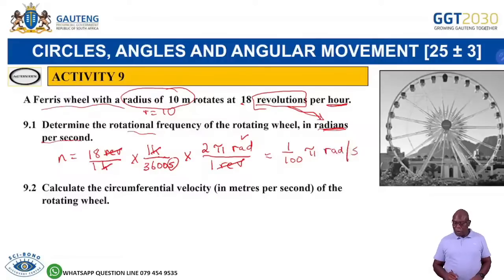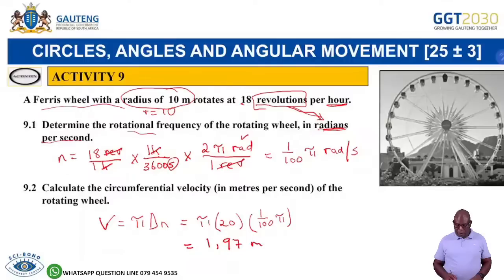So now 9.2 says you need a circumferential velocity. Remember the word circumferential, it's this. So I'm going to substitute: pi, then the diameter. How much? The radius is 10, so this should be how much? 20, right? Then I'm multiplying by n, right? So my answer there, on the calculator, is 1,97 meters per second. Okay, so remember this is in meters. Then we have seconds on our revolution, radians per second, okay? Right.